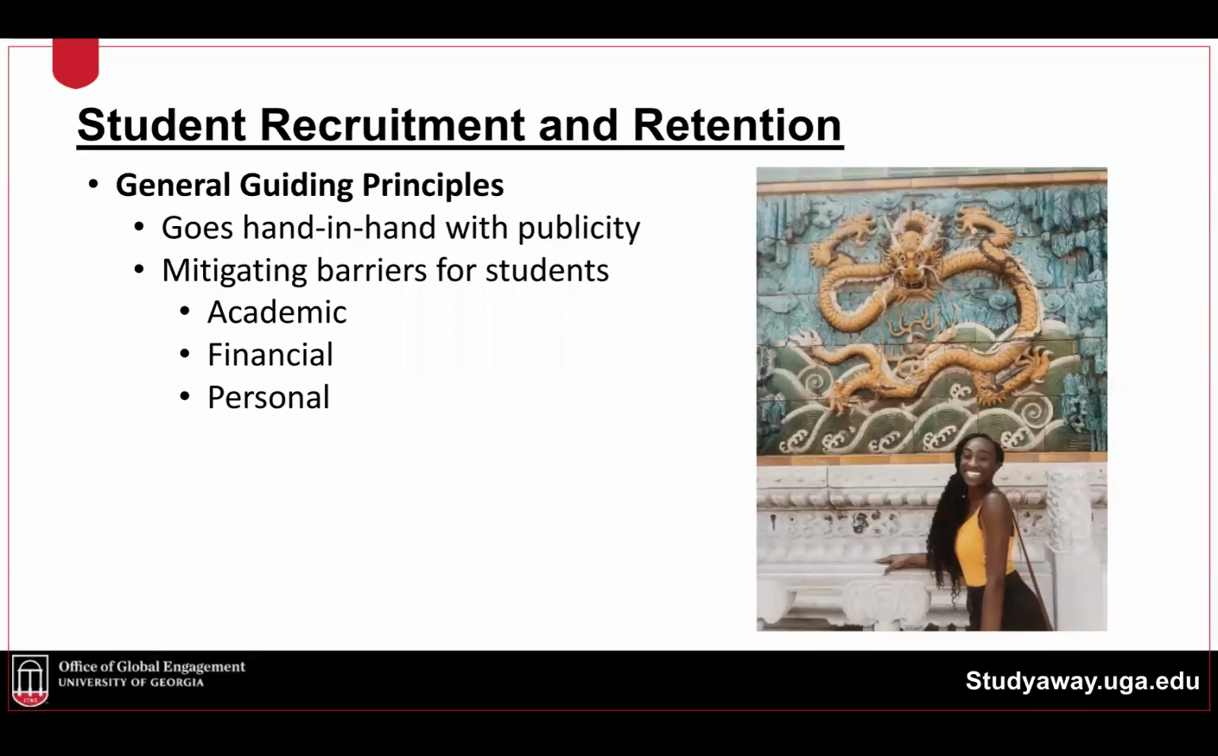So the guiding principles of student recruitment and retention are that you're trying to mitigate barriers for students. The three main types of barriers that we commonly see here at our office, and I think are also pretty nationally recognized in the field of international education, are academic barriers, financial barriers, and personal barriers. As you're thinking about strategies for communicating to students about how to overcome these and actually helping them overcome these, you're wanting to think about this as going hand in hand with the publicity that you're promoting, and all those different events that are ongoing.